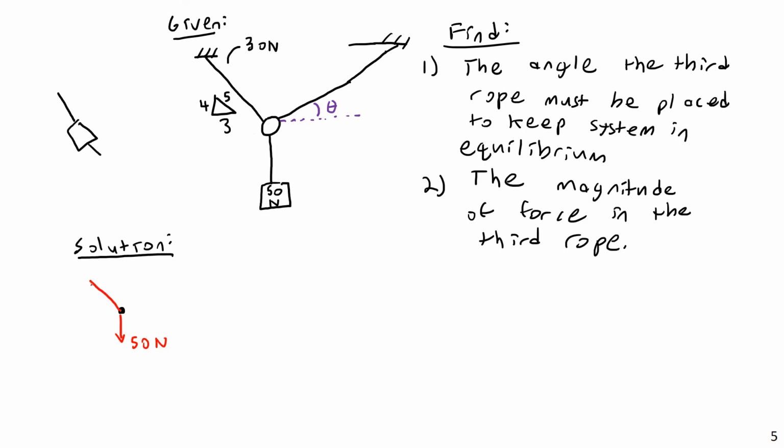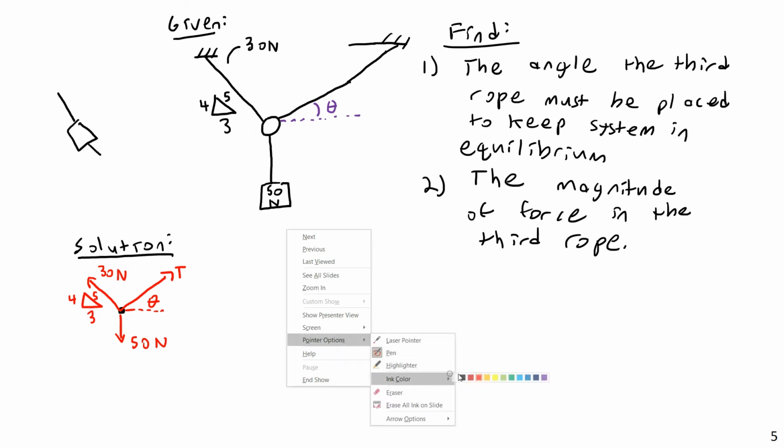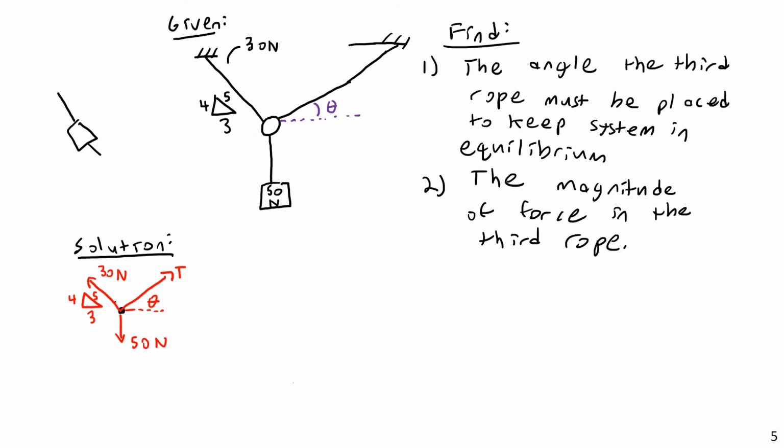And there is a 30 newton force here at a 3-4-5 angle. Now, let me not get ahead of myself here, let me just call this T for now, a tension T at some unknown angle theta. Now, I am going to use this to illustrate how you can do something with slopes.